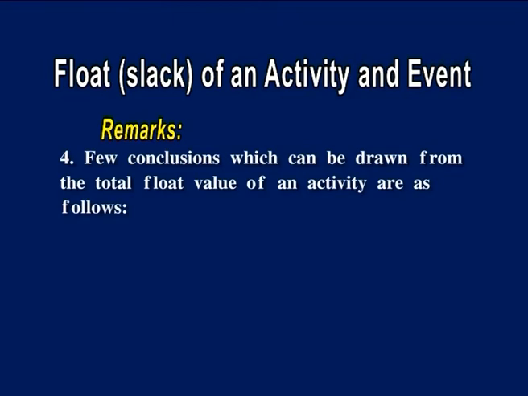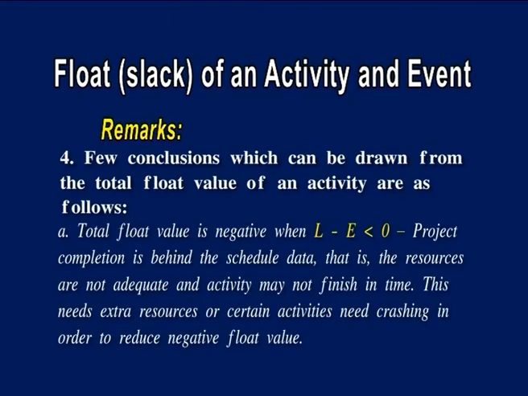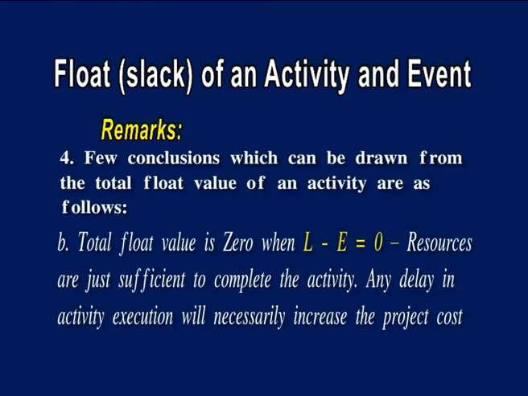The total float value is negative when L minus E is less than 0. Project completion is behind the schedule date, that is, the resources are not adequate and the activity may not finish in time. This needs extra resources or certain activities need crashing in order to reduce the negative float value. The total float value is 0 when L minus E is equal to 0. Resources are just sufficient to complete the activity. Any delay in activity execution will necessarily increase the project cost.